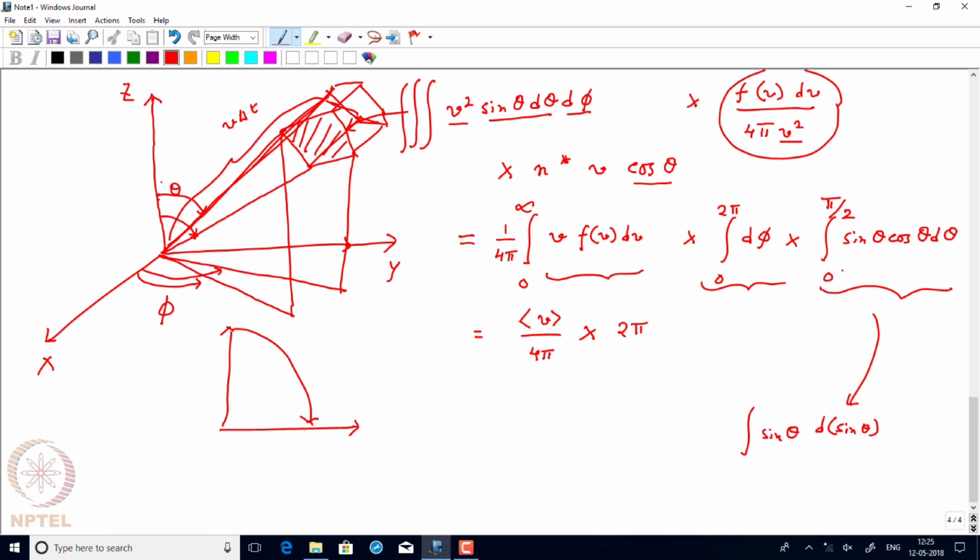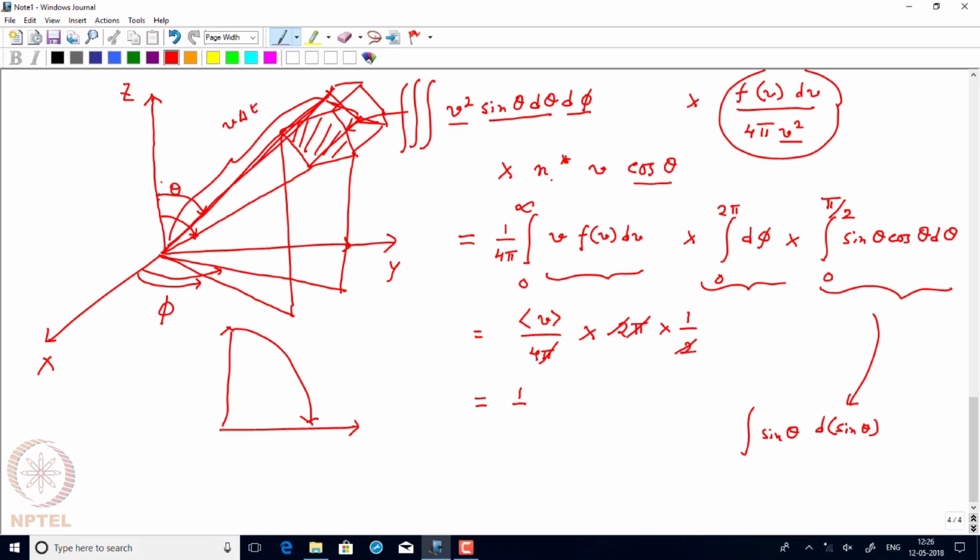Sine pi by 2 is 1, so sine square pi by 2 is also 1, and sine 0 is 0. So 1 minus 0 is 1. And remember, it was 1 by 2 because it is x square by 2. So we will get a half factor here. And if you see here, this 2 and 2 cancel, these pi and pi cancel. So what we will get is 1/4.